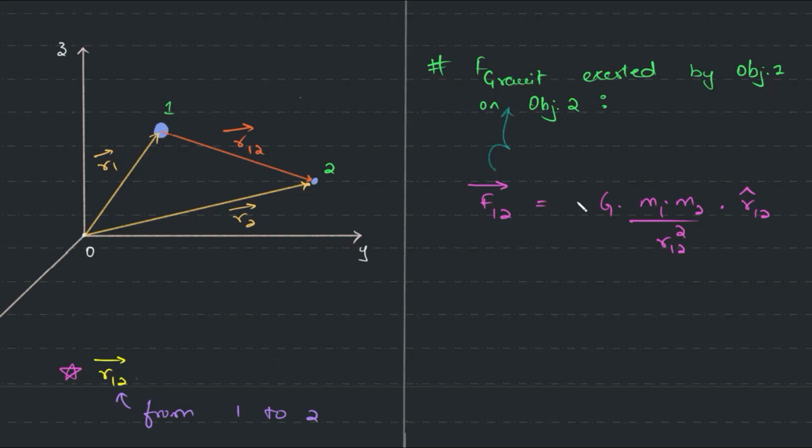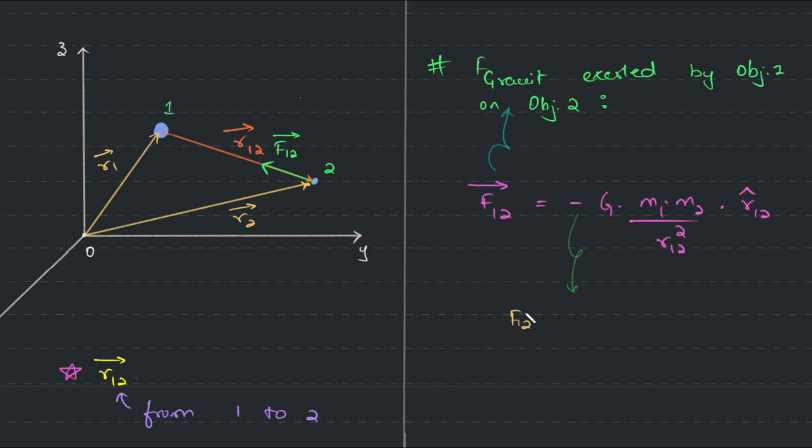Now, there is a negative sign. Why is there a negative sign? It's actually commonsensical. 2 is attracted to 1, right? What is the direction of the force? Is it a push force or a pull force? It's a pull force, right? So your F12 is pointing in the opposite direction of R12, and so the negative sign.